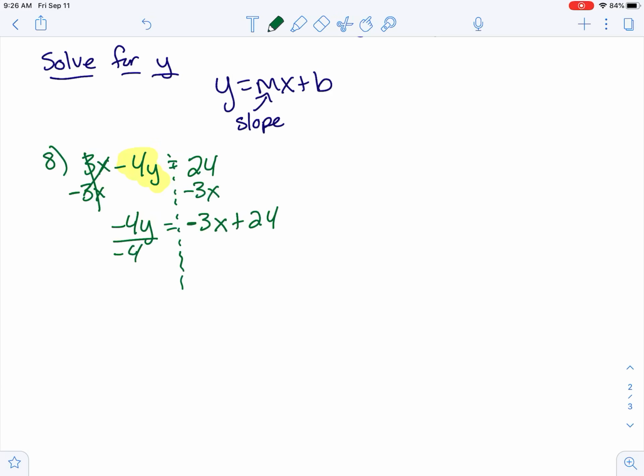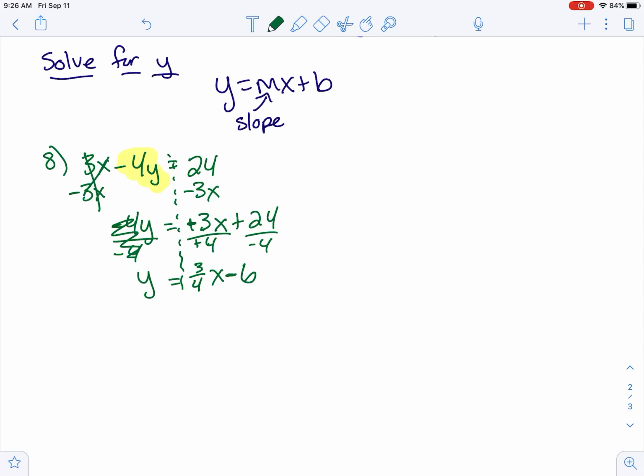So now what am I going to do? Negative 4 times y. So I'm going to divide by negative 4. Now instead of writing the other side as one big fraction, I'm actually going to split it up and just divide each thing by 4. And I'll show you why. So this is gone, left with y. On the other side, I have a negative over negative. That becomes positive. Can I simplify 3 over 4? Nope. So I just bring it down as a fraction. We want slope as fractions. And then 24 divided by negative 4 leaves me with negative 6.